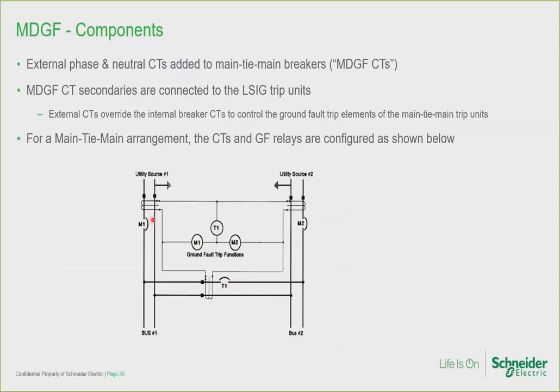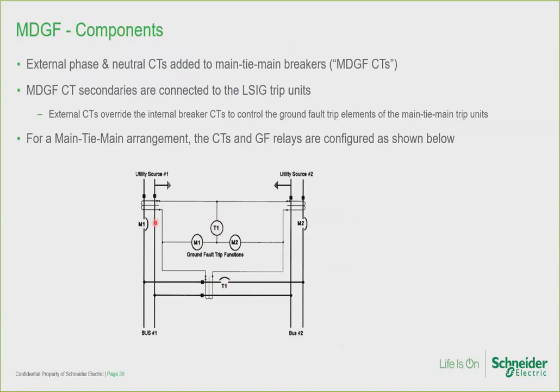Now, when I refer to a ground fault relay, I mean the G element of the LSIG trip unit on each main-tie-main circuit breaker. In the wiring schematic, you see the 3 round circles, which I just pointed to. These are the ground fault relays, i.e. the G elements of the LSIG trip units.